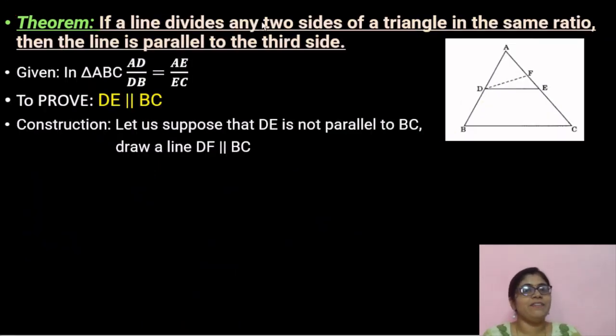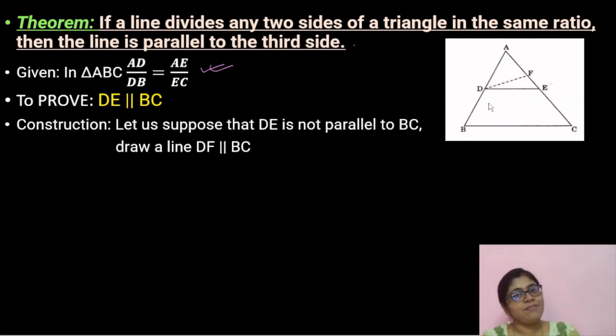If a line divides any two sides of a triangle in the same ratio, then the line is parallel to the third side. This is just the opposite of the previous theorem. Here what is given? In triangle ABC, AD by BD equals AE by EC. We have to prove DE is parallel to BC.